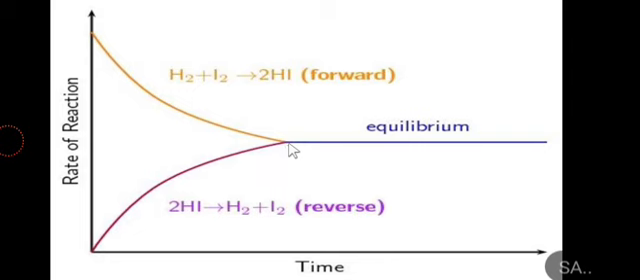So at this point, the forward reaction and the reverse reaction, the rate of reaction is the same for both of them. So this is the state of dynamic equilibrium. I hope that you understood it.